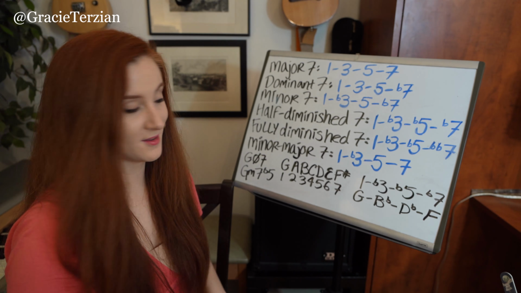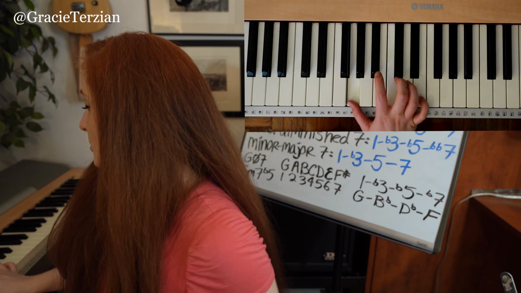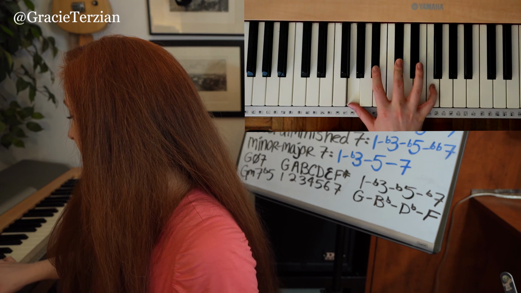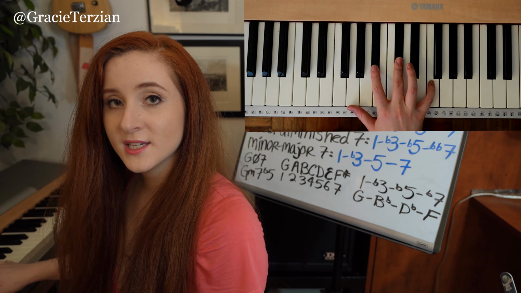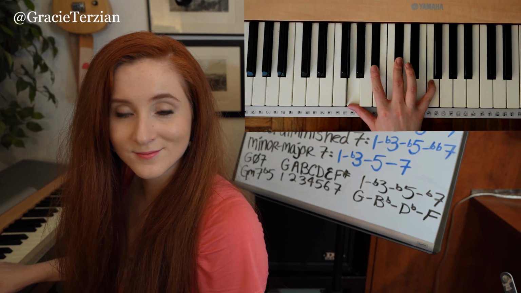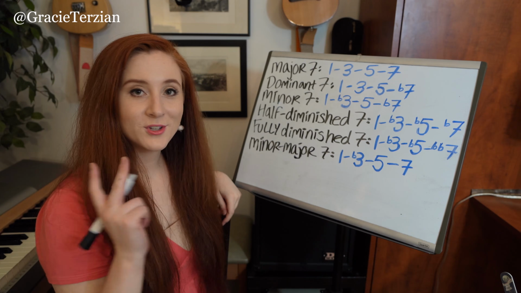Let's listen to what that sounds like, okay? So G, B flat, D flat, F, half diminished 7. Cool. All right, only 2 more chord types left.